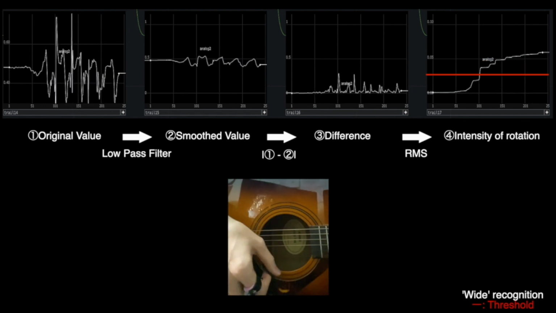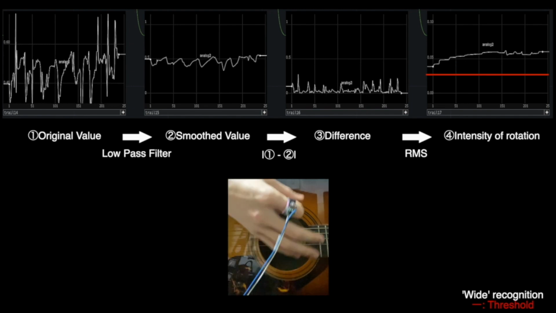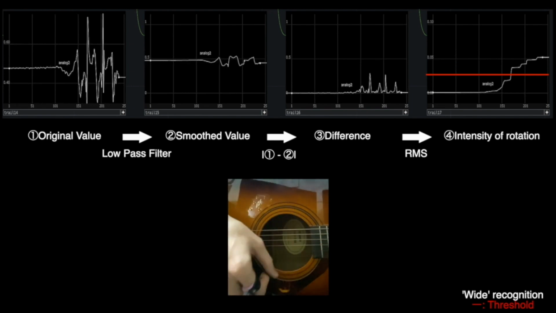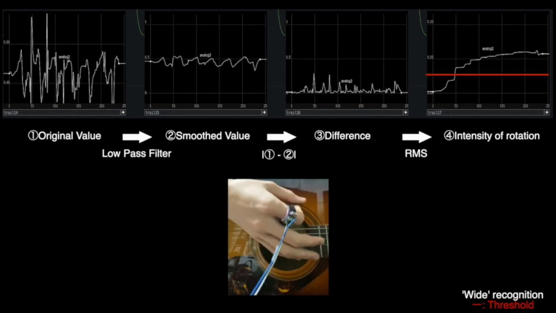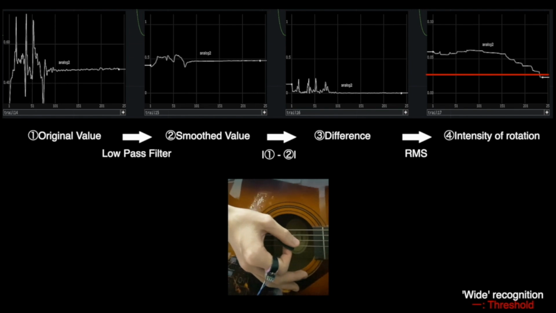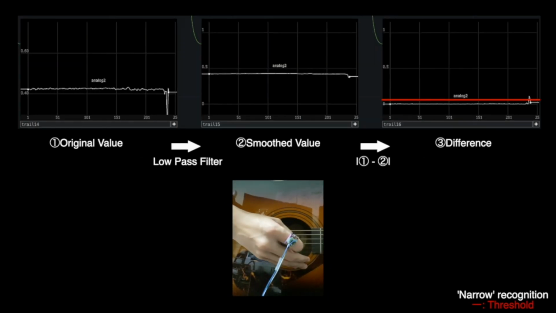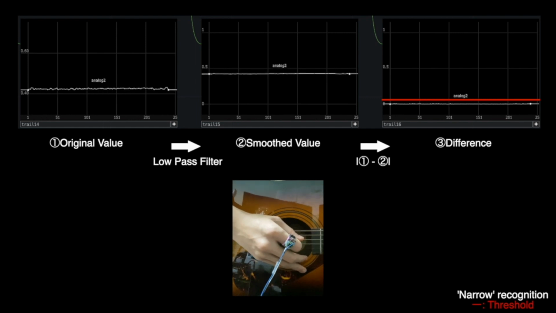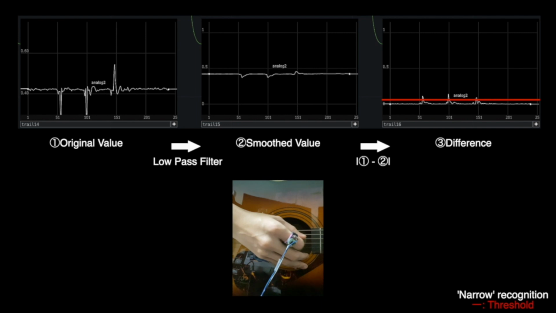Concretely, we calculate the root mean square of the difference between the original rotation value and the rotation value after applying the low-pass filter, and then judge the state as wide if the RMS exceeds a certain threshold. This is a movie of narrow recognition. Specifically, it indicates a state that the difference between the original rotation value and the rotation value after applying the low-pass filter exceeds a certain threshold.